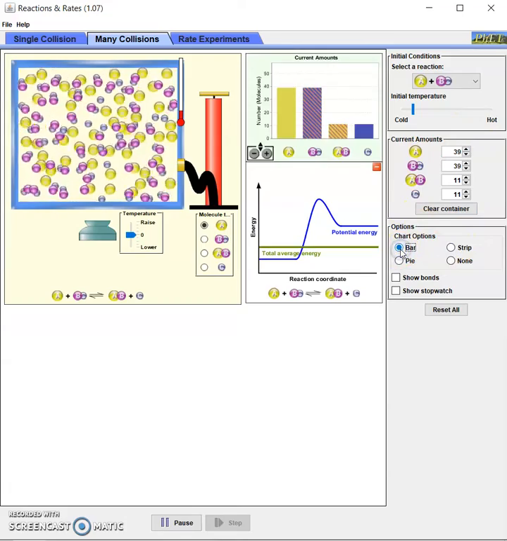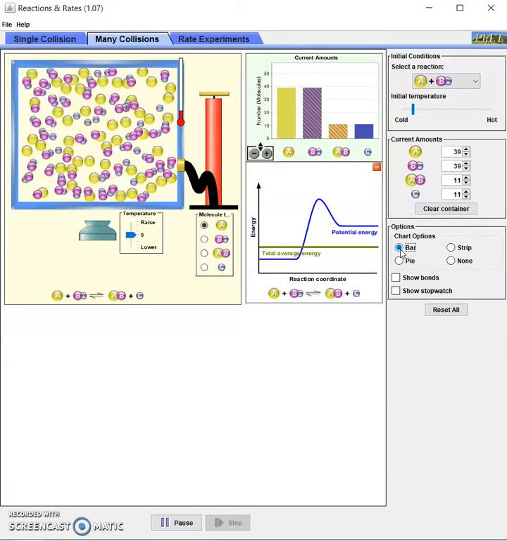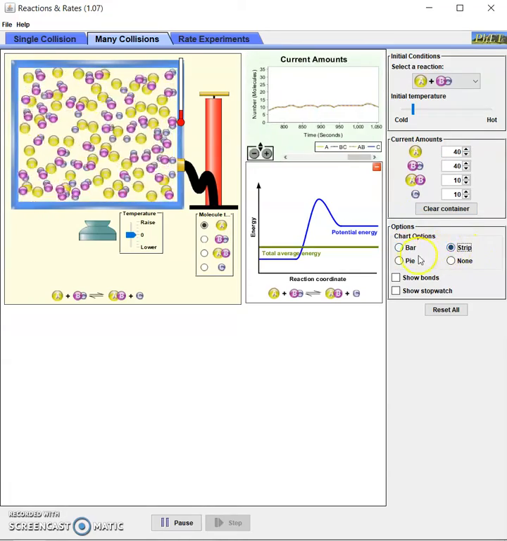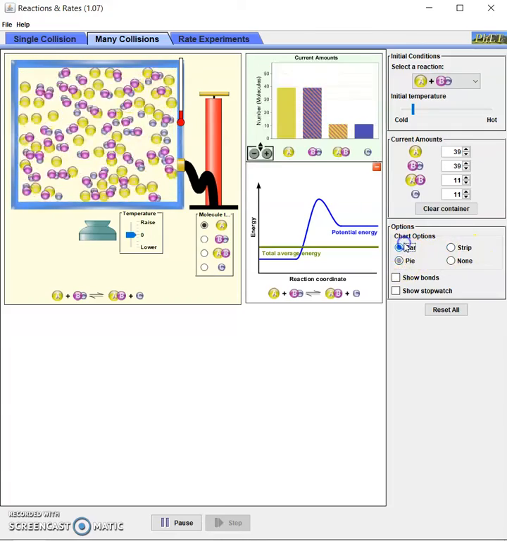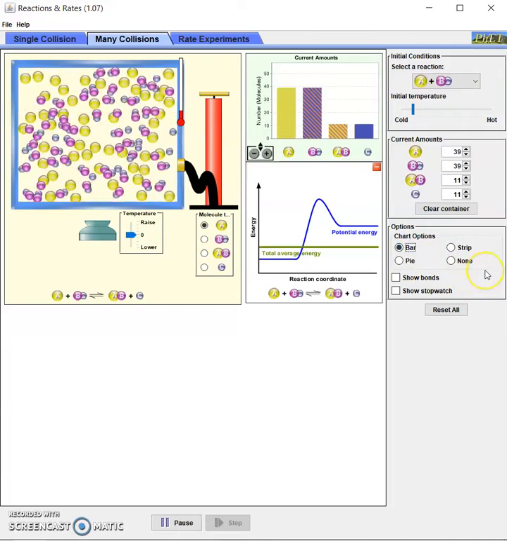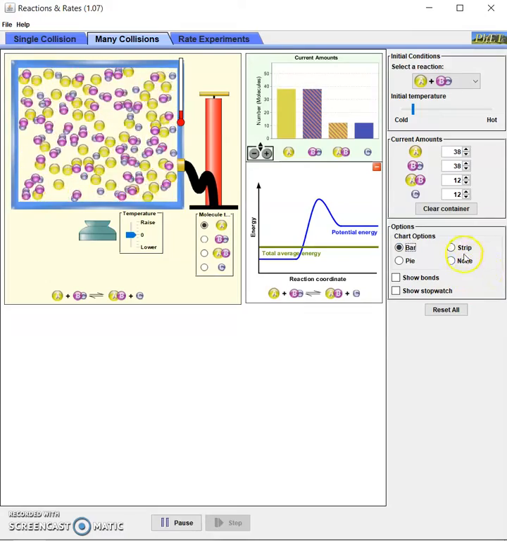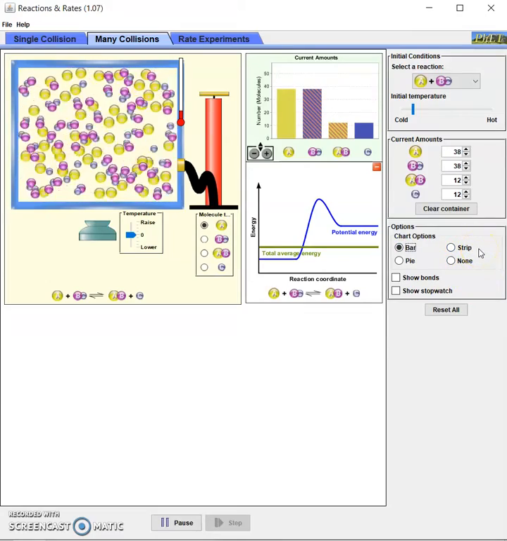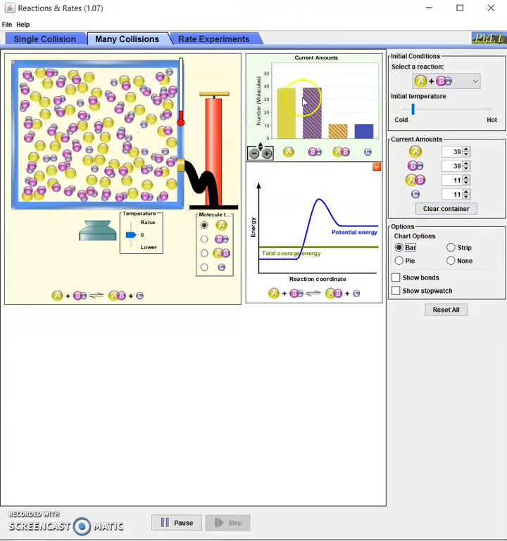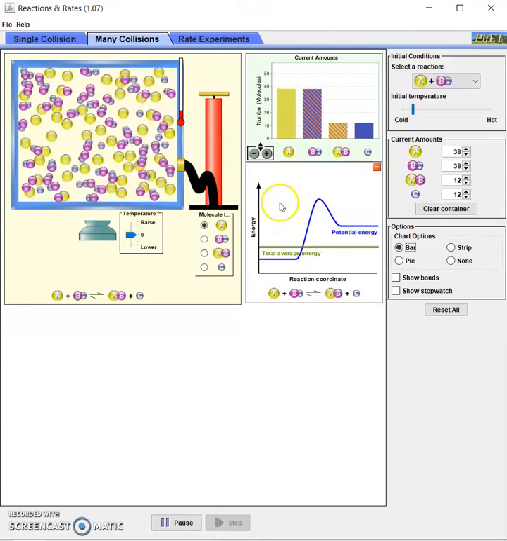You can also look at a chart representation, or a bar chart representation, a strip chart, a pie chart. Honestly, I kind of like the bar chart the best. It makes the most sense to me. You could choose whichever one you want, assuming you could run the simulation, but I'm going to leave it here just like this because that one's my favorite.